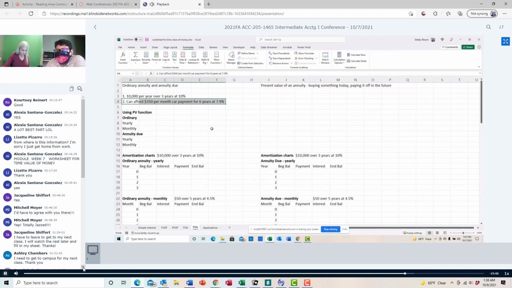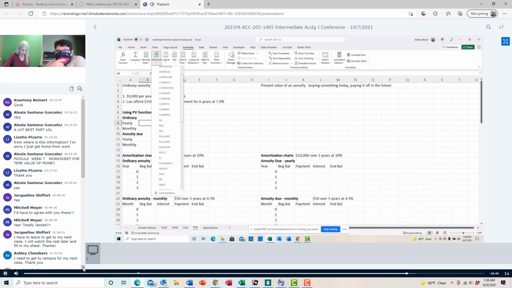So we're going to use now the same PV function that we used before. In the example from your book, $10,000 per year over 3 years at 10%, with the ordinary annuity, it's the present value of $10,000 at the end of each of the next 3 years. So I'm going to click Formulas and Financial, and I'm going to scroll down to PV.